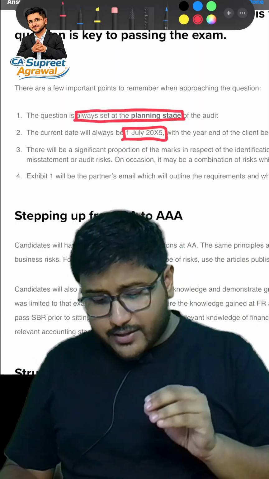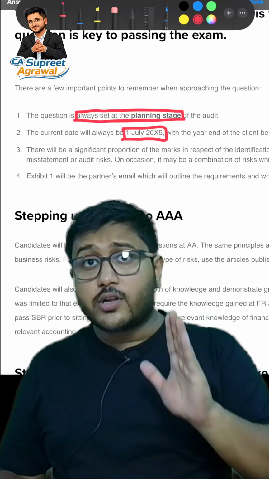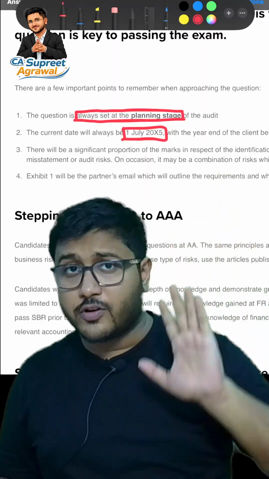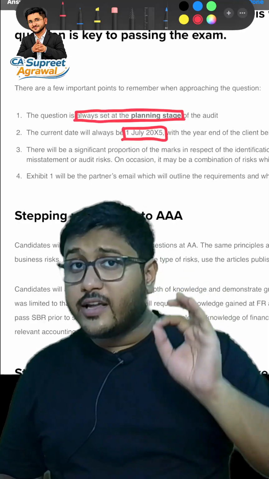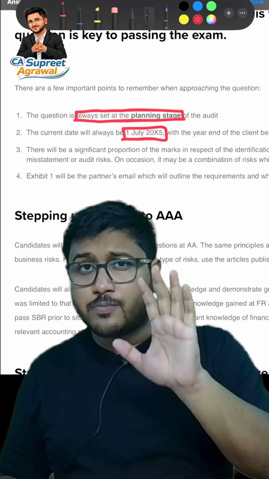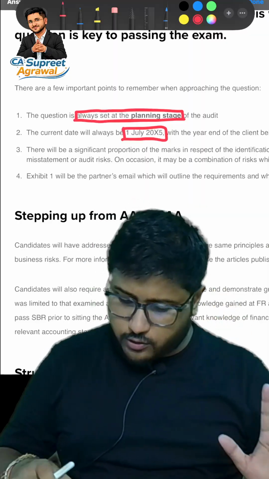Now my dear friends, this date is not very important for you. What is more important for you? You always need to go for the date. Do not assume that the date would be 1st July only. It could be a different date also. Please reread it in the question also, right?